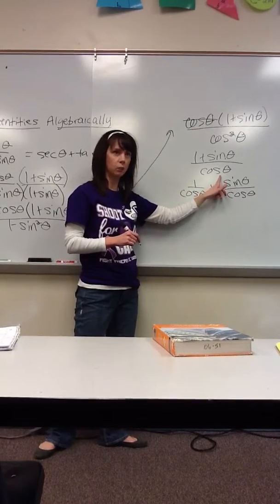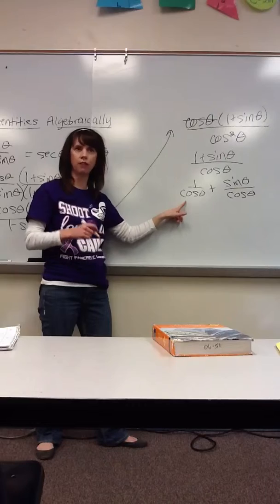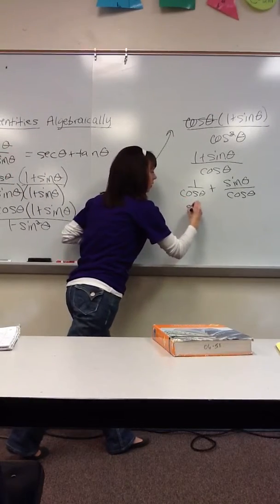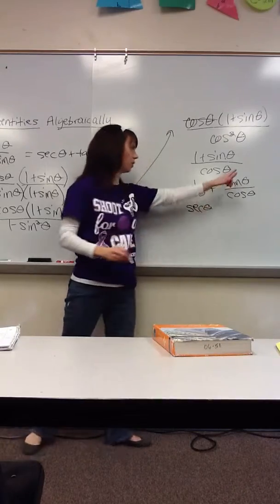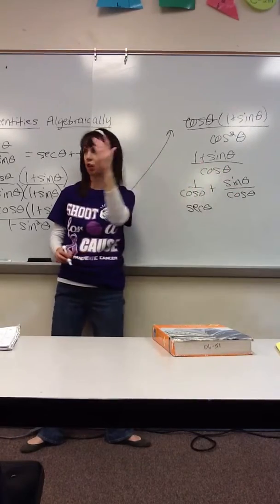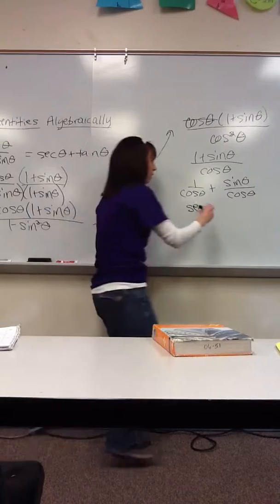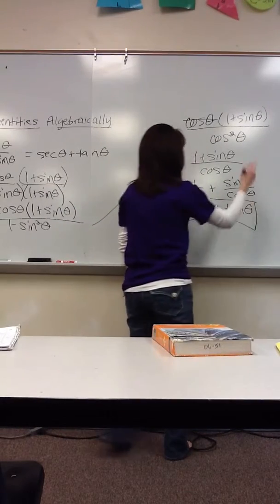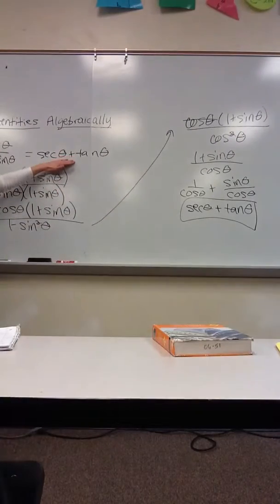And I did that because I know that 1 over cosine of theta is secant theta. And I know that the sine of theta over the cosine of theta is actually tangent. Is that what I wanted? Yeah. That's what I wanted. Secant of theta plus the tangent of theta.